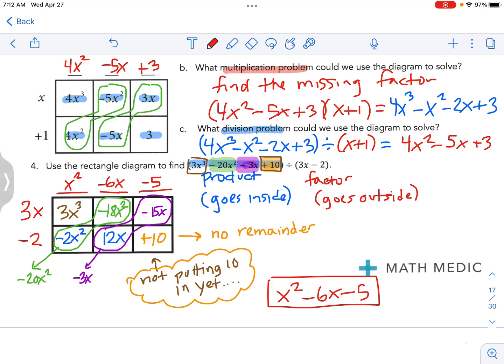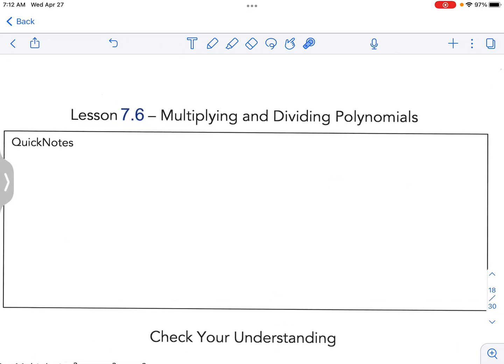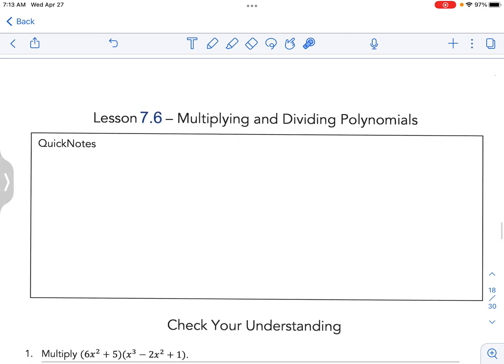Notice a couple of things. The degree is reduced by 1. Okay, because this factor has a degree of 1, so it takes away a degree from each one of these terms. So if we kind of try to summarize this as our learning targets, we're working on a couple of things.